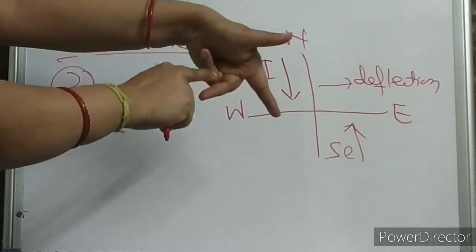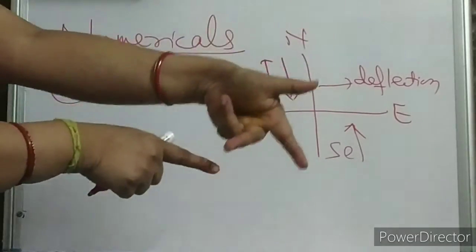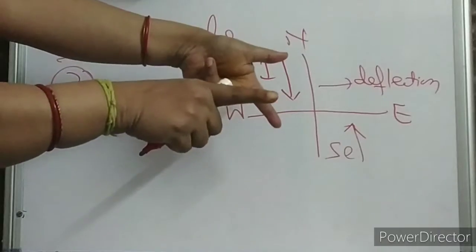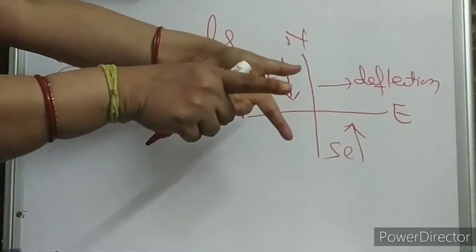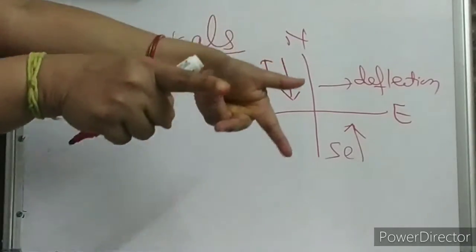And current direction, see the current direction. Current direction is like this. Okay. Like this, current direction. Can you see? This is your current direction. Electron is moving from here to here. So current is moving like this. So this is your current direction.